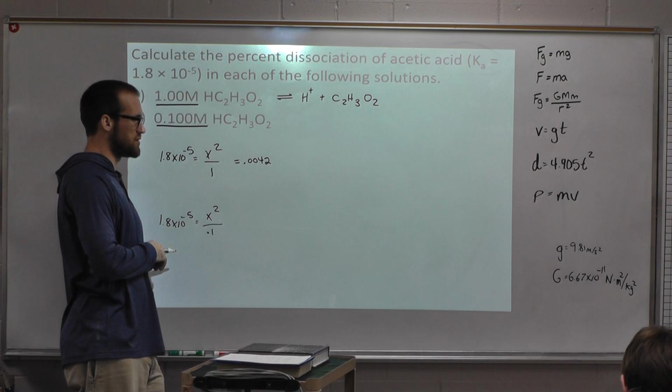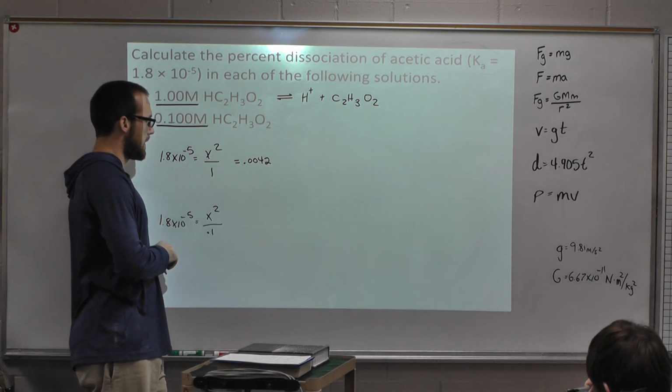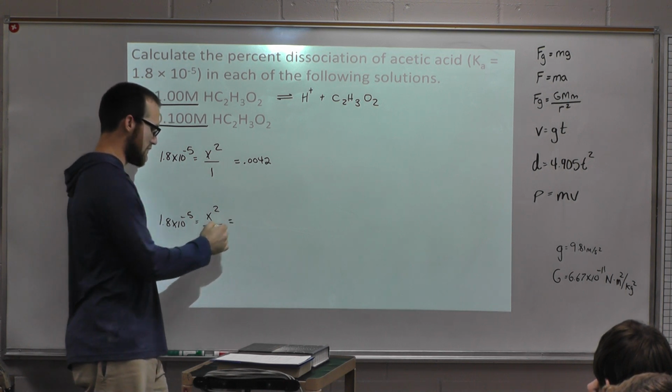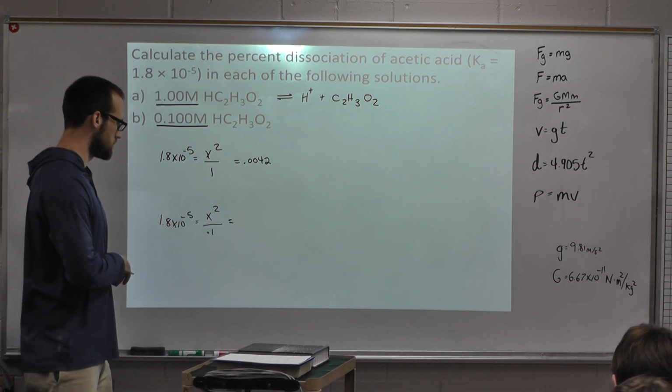You just said 0.004, that's only one sig fig. I may be rounding a little too much. Okay, so the x is that. Now on this one you have to multiply by 0.1 and then take the square root.